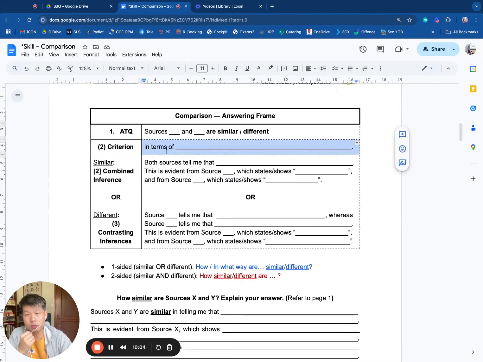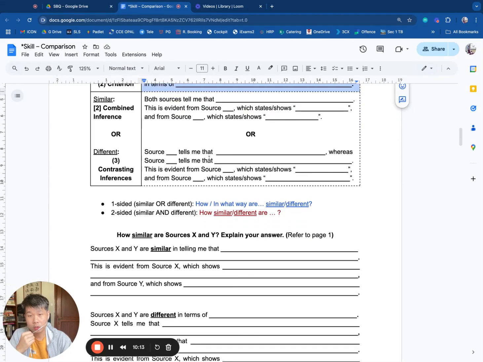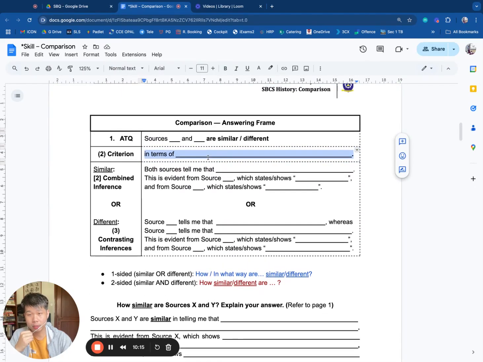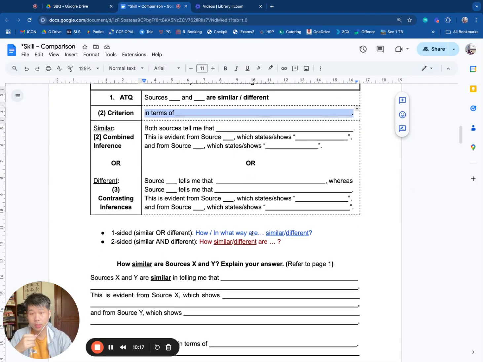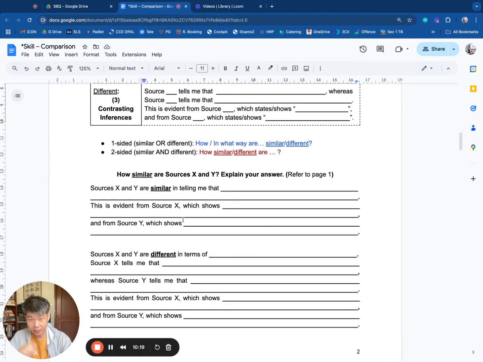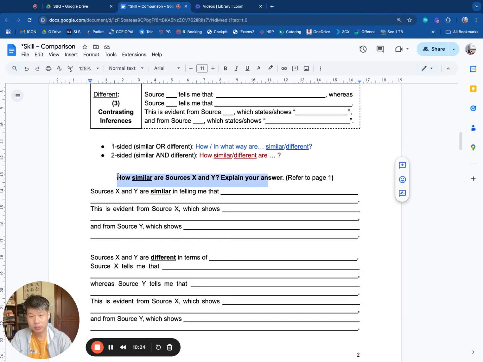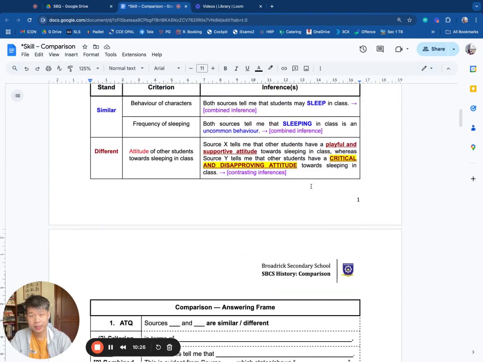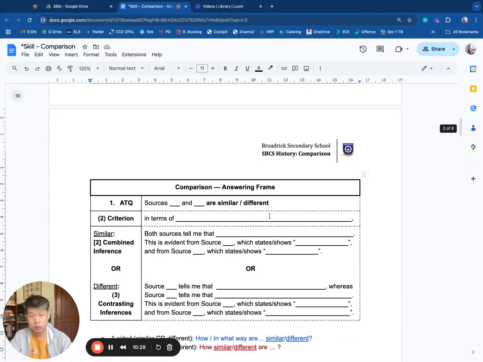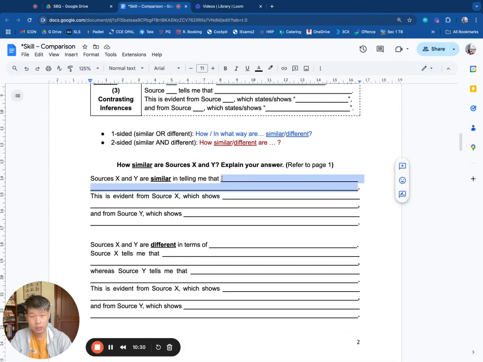Criterion says in terms of. So what are they different in terms of? Or you could do criterion for similarity. You won't be penalized, but you cannot stop them. So often I find it easier for students to just skip the criterion and go straight to the combined inference. So let's look at this response before I talk about the question types. So how similar are sources X and Y? Explain your answer. This is actually asking about this question. So I can proceed straight to responding to this question.